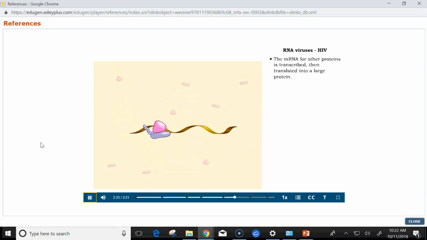How many times are you going to do this? So what do you think they're making now? So those were the ones that go into the envelope.